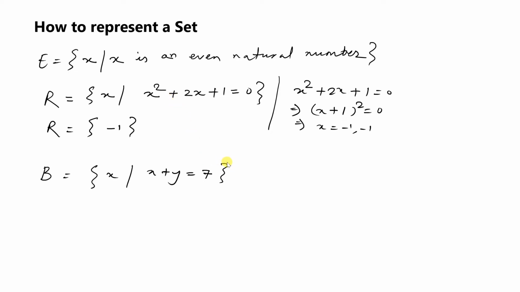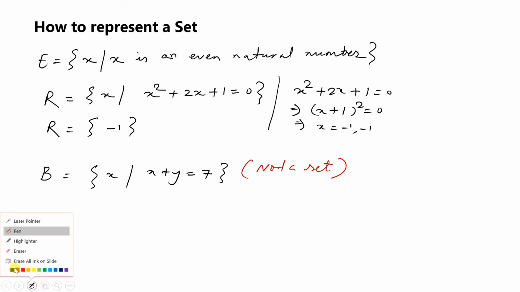Okay, so anybody got the answer? First of all, this is not a set. Why? Because it is not well defined. This x is not well defined. Can you find the value of x without knowing the value of y? You cannot find it out. So this is not a set because it's not well defined. Understood? Similarly, if two equations are given, then it is a set. Understood?